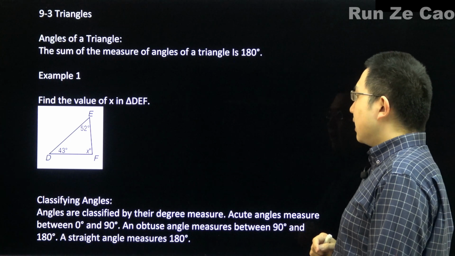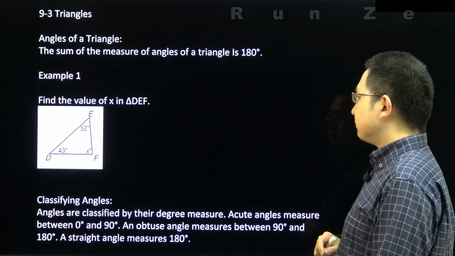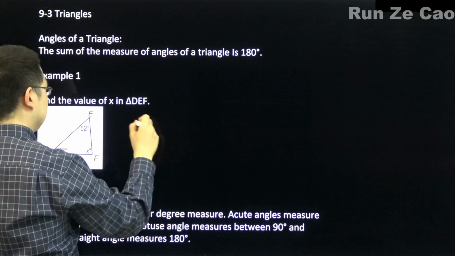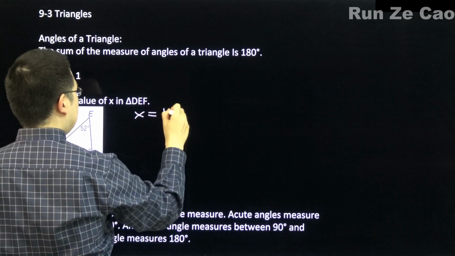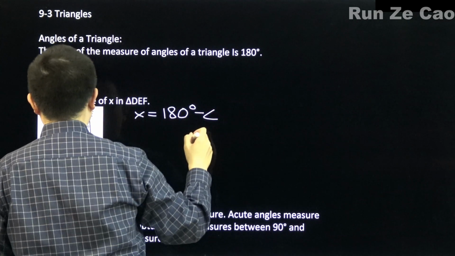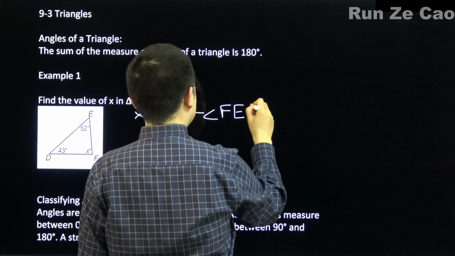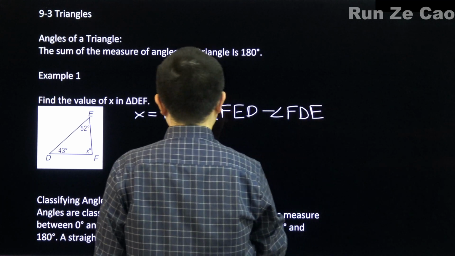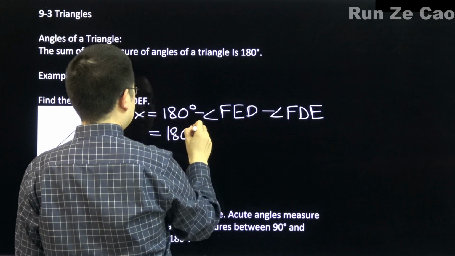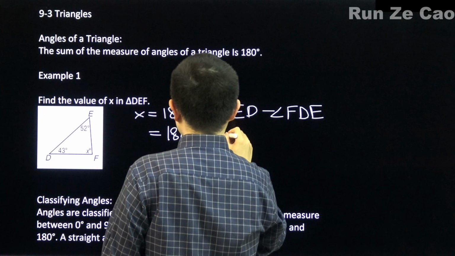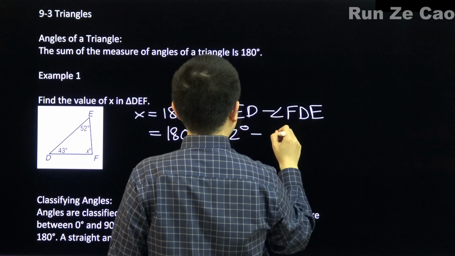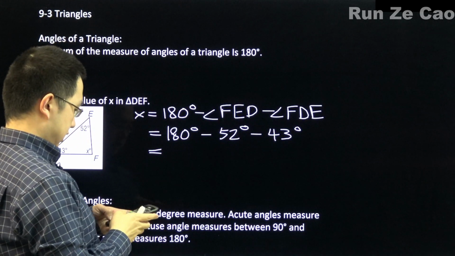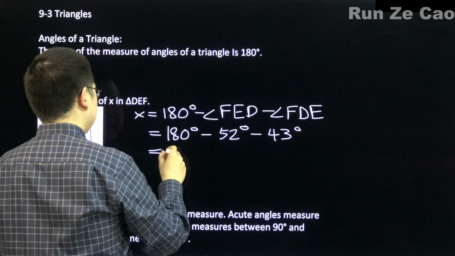Find the value of x in triangle DEF. Well, then we know that x is equal to 180 degrees minus angle FED, minus angle FDE, which gives you 180 degrees minus, FED is 52 degrees and FDE is 43 degrees. So 180 minus 52 minus 43 is 85 degrees.